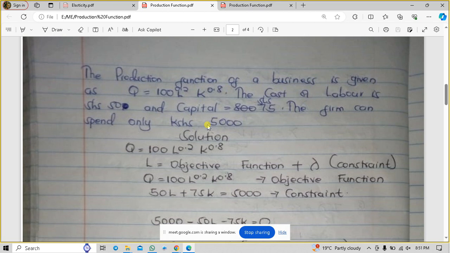Number 2: determine the optimal units of labor and capital. Formulate the problem for output maximization. Determine the optimal units of labor and capital.